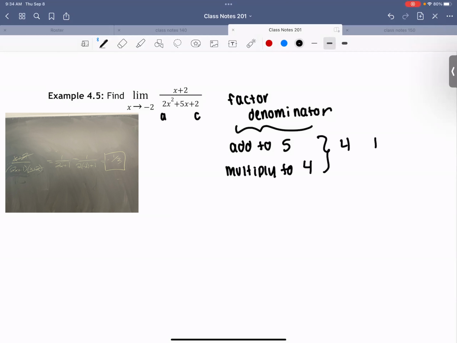So just like I did with the last example, we're going to take the 2x squared, split up the 5x into 4x and x, and then leave that last constant the same, okay? We can split this into halves because we can factor by grouping, right? What do 2x squared and 4x have in common?